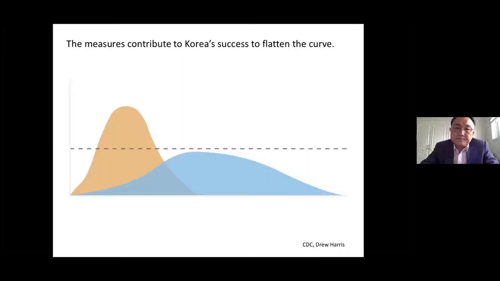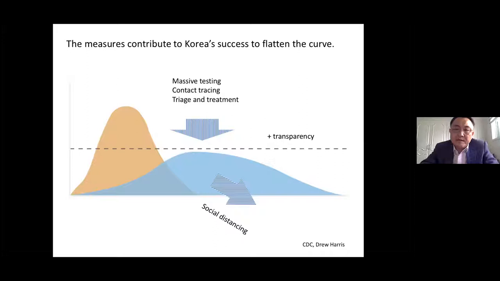I think many measures contributed to Korea's success in flattening the curve. Many broadcasts and newspapers highlight that the measures include massive testing and comprehensive contact tracing, followed by triage and treatment. In addition to social distancing, the government kept the public informed with full transparency. I think all of these factors were key to containment and mitigation of this pandemic.